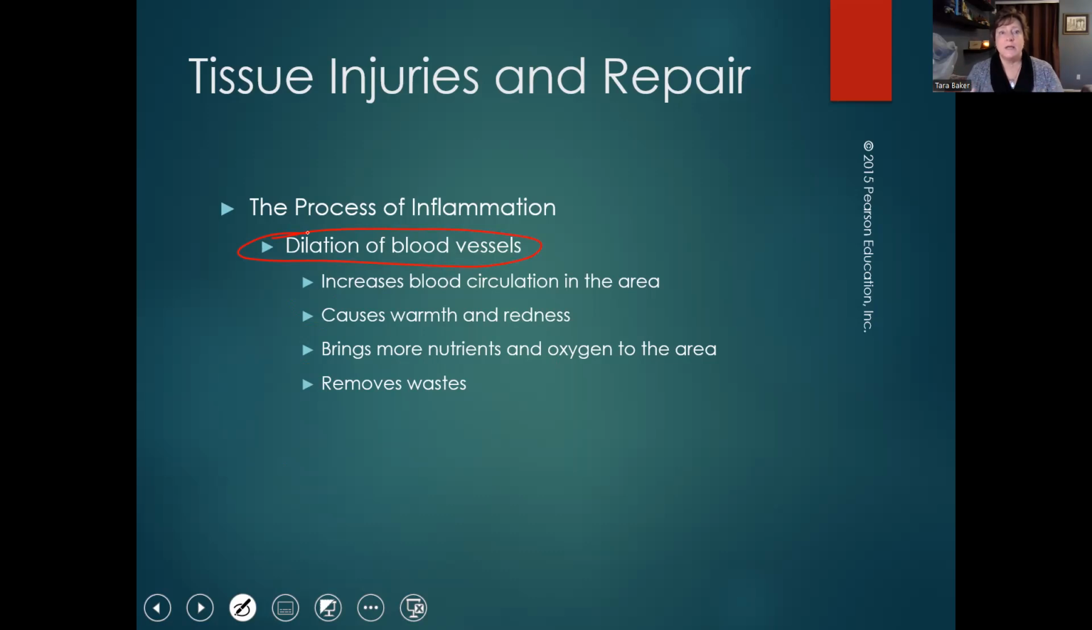We're going to be bringing plasma, we're going to be bringing white blood cells, we're going to be bringing lots of oxygen. But by dilating our blood vessels, we start to see the redness happening, and we start to see heat because there's more blood flow to an area that didn't have it before. So it's going to be warm and red whenever you have inflammation really getting going.